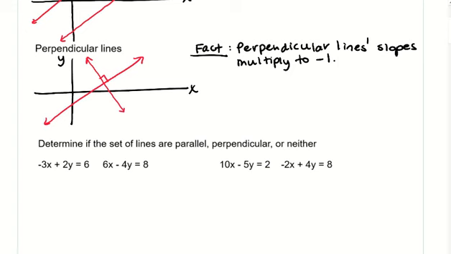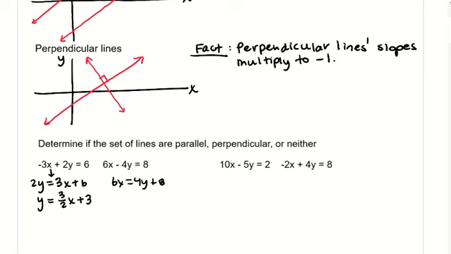So for this one, 2y is equal to 3x plus 6. I'm going to divide both sides by 2. And that's y equals 3 halves x plus 6 divided by 2 is 3. We've got to divide everything by 2. And then over here, I'll add 4y to both sides, and I've got 6x equals 4y plus 8.